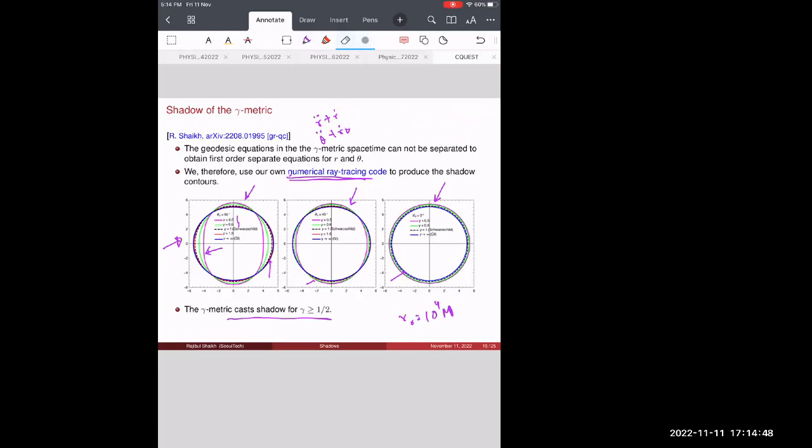Can I ask one more question about the equations of motion? Does that mean the system could not be integrable? Analytically we cannot integrate, but numerically we can. Okay, I see. Thank you.